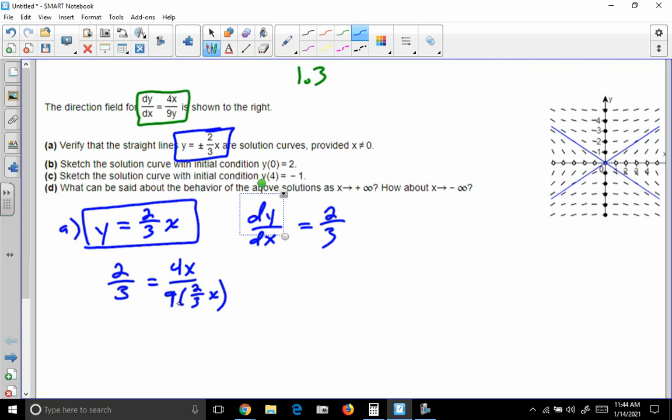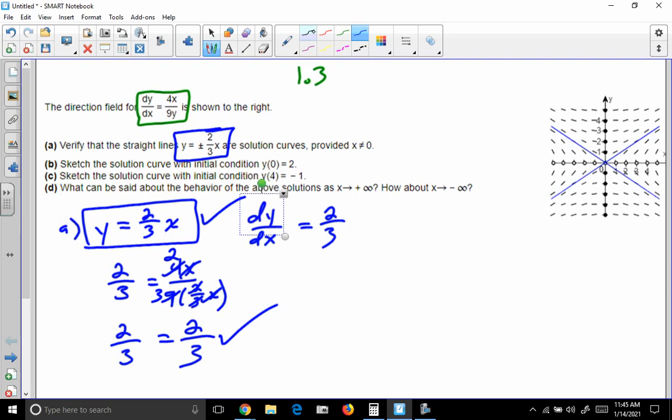So here, 3 goes into 9 3 times. We have a 4 on top, a 2 on bottom. 2 goes into 4 twice. And the x reduces to 2 on top, 3 on bottom, which is exactly what the left side is. So by substituting the derivative and substituting the value of y into our differential equation, we demonstrated that y equals 2/3 x is indeed a solution to that differential equation.